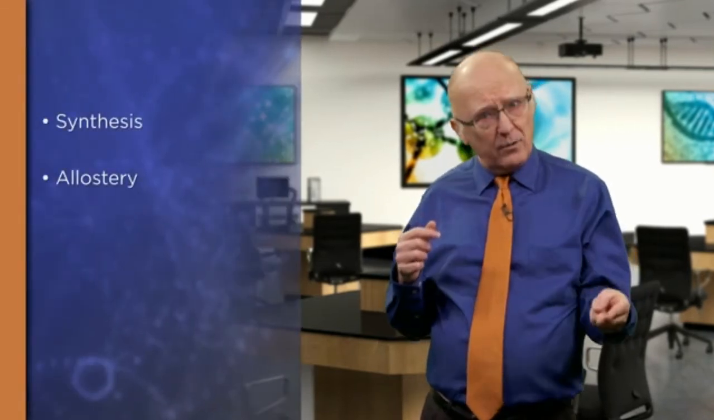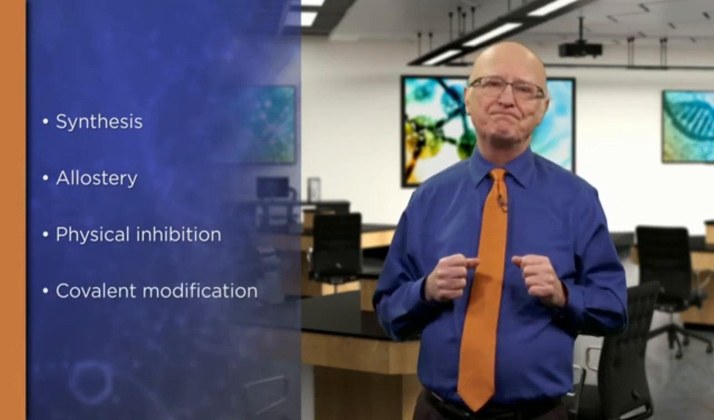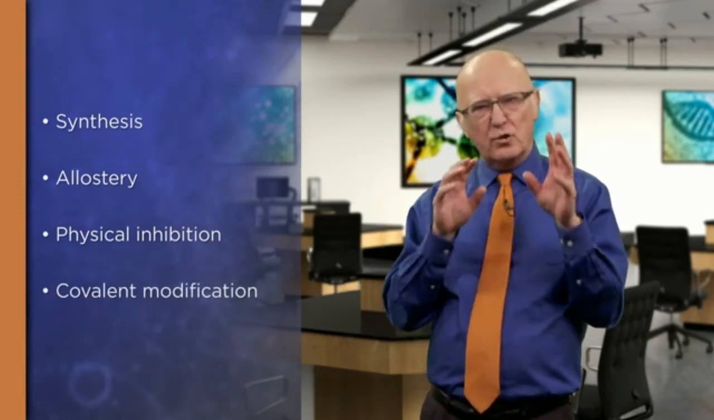Now, regardless of where the control point lies, metabolic pathways are always regulated, and that happens through the control of their enzymes. In the rest of this lecture, we'll examine some of the major ways by which the activity of enzymes is controlled. This includes synthesis, allosteric regulation, physical inhibition, and covalent modification. Now, I'll first mention that the crudest but most effective way to control enzymes is managing whether or not the enzyme is made by a cell at all.